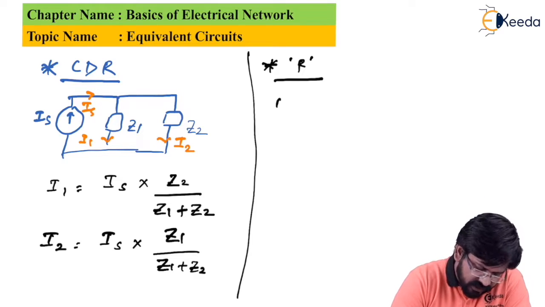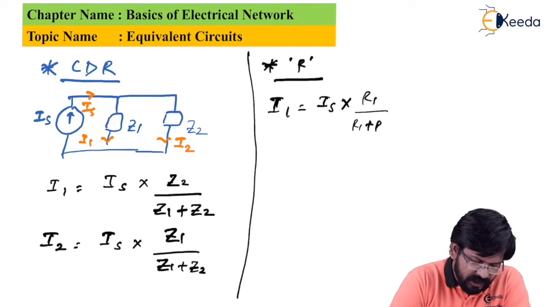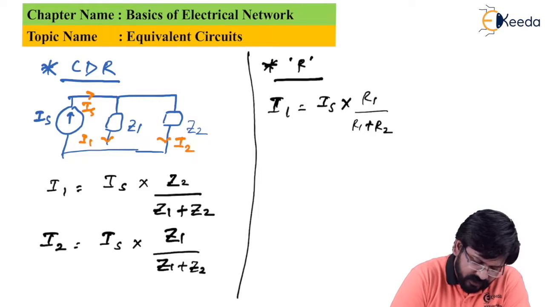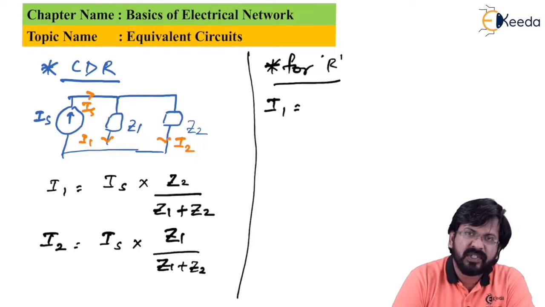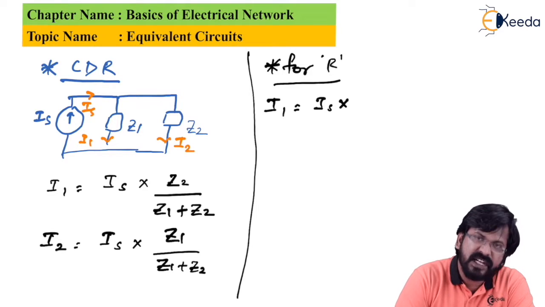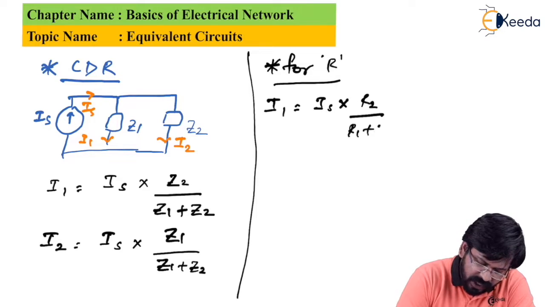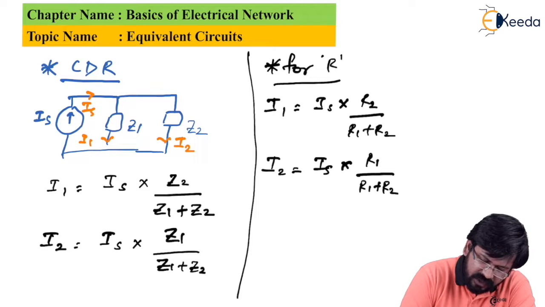In case of resistors, now I1 can be written as total current IS into R1 upon R1 plus R2, assuming Z1 and Z2 are replaced with R1, R2, and we are calculating I1, I2. Similarly, for R, suppose you want to calculate I1. Assume that now Z1 and Z2 are simply replaced with R1, R2. So I1 will be equal to IS multiplied by, instead of Z2, we will replace Z2 with R2 upon R1 plus R2. Whereas I2 can be written as IS into R1 upon R1 plus R2.